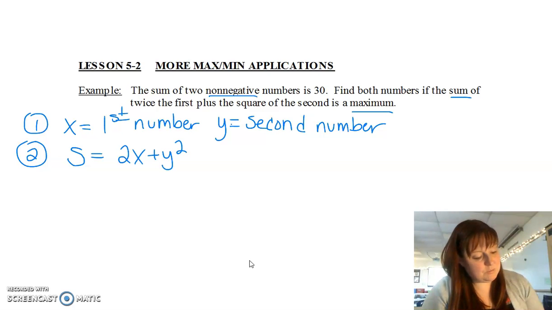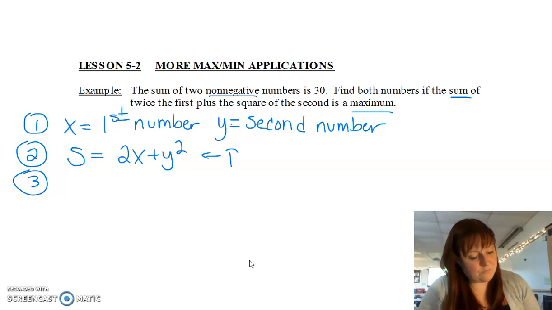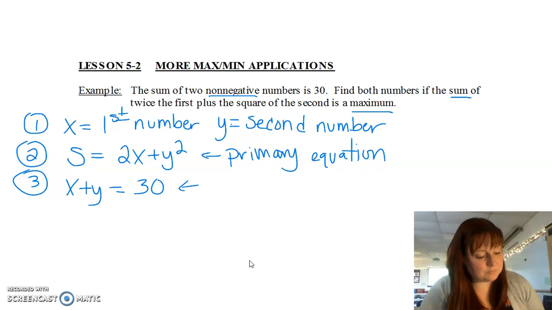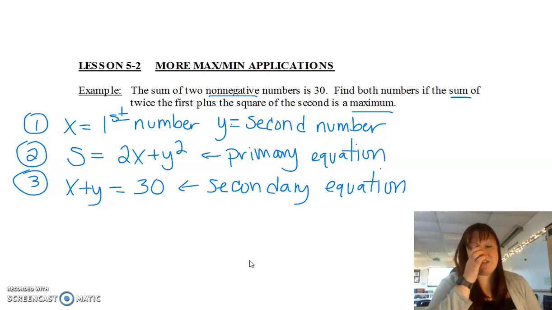So then our third step would be, remember, usually we have to write two equations, not always. We saw one today where we didn't have to write two equations, but usually we need to write two. We need it to be in terms of one variable, and right now it's in terms of two. So we need to have a secondary equation. This one was our primary. And then our secondary equation is going to be that when we add these two numbers together, they equal 30. So when I add them together, they equal 30.